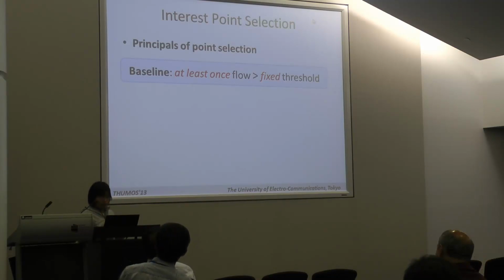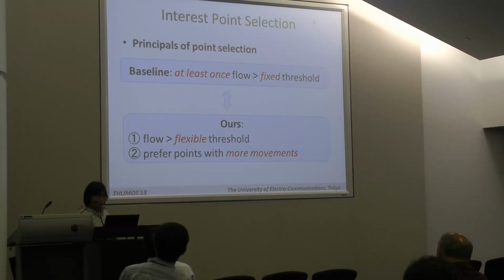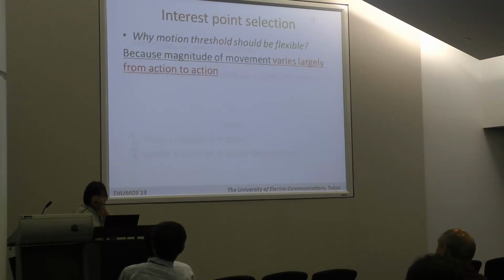In the baseline, through the frame set, for a point, if at least once its flow is larger than a fixed threshold, that point will be selected. As opposed to the baseline, in our method, the threshold is flexible. It changes at every frame, and moreover, not all the points which satisfy the first condition will be selected, but we prefer points with more movements. So first, why should the motion threshold be flexible?